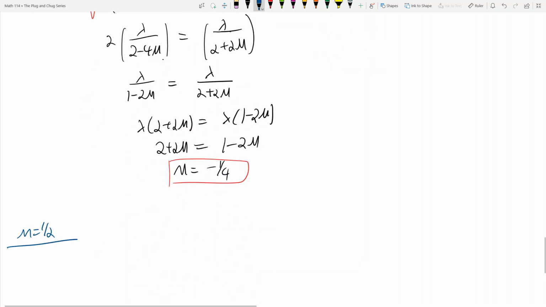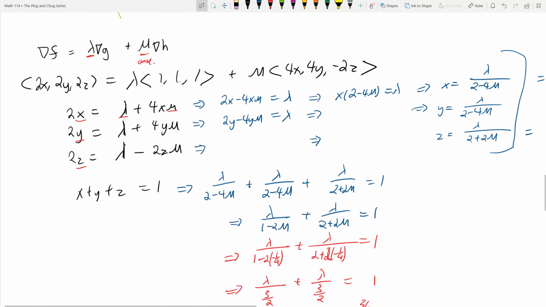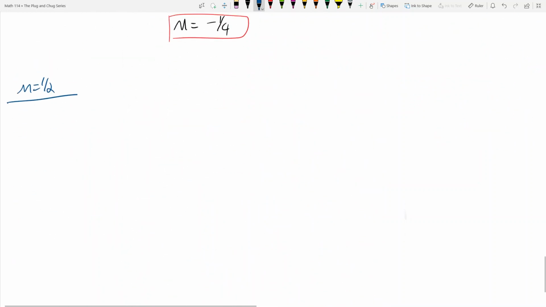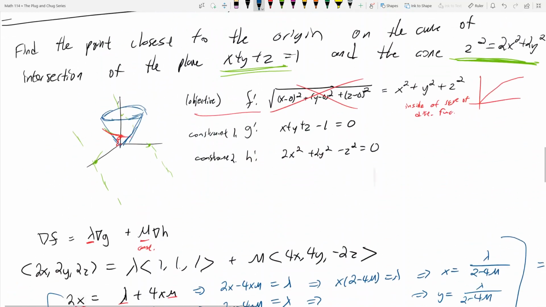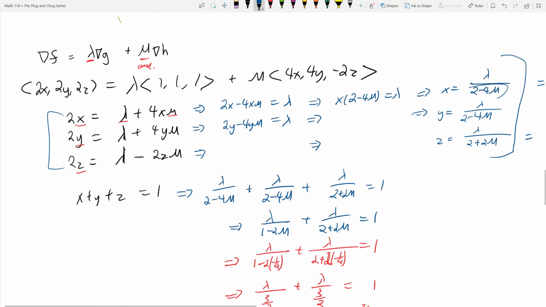So what happens in the case of mu is equal to 1/2? Well, we copy down these three equations right here, and we plug in mu is equal to 1/2, I get the following. I get 2x is equal to lambda plus 4x mu, but mu is 1/2. All right. I get 2y is equal to lambda plus 4y mu, which is 1/2. And then I get 2z is equal to lambda minus 2z mu, which is 1/2, right? And again, why am I considering mu is equal to 1/2? Because right here, right, we got 2 minus 4 mu in the denominator. Well, if mu were 1/2, the denominator would be 0, and I would get undefined x and y coordinates. So we need to make sure that mu is not 1/2.